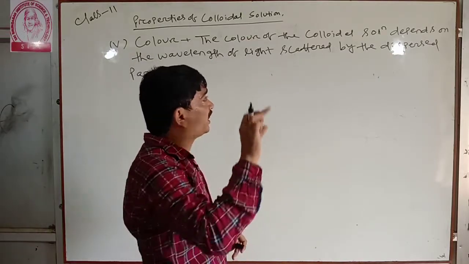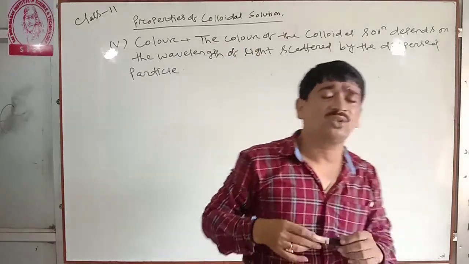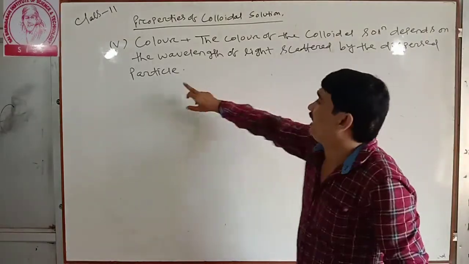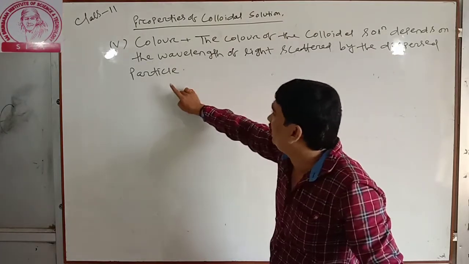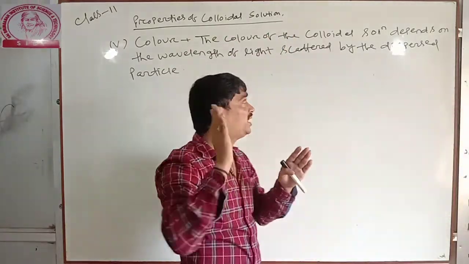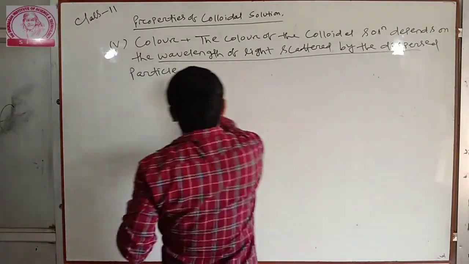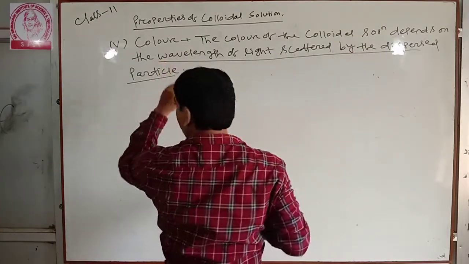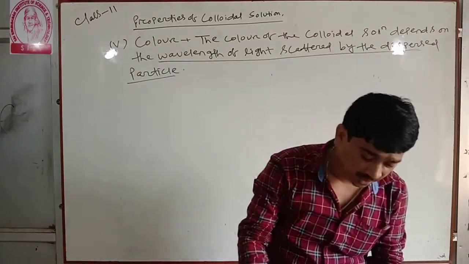The wavelength of light scattered by the dispersed particle directly determines the color of the colloidal solution. The color of the colloidal solution always depends upon the wavelength of the light scattered by the dispersed particle.